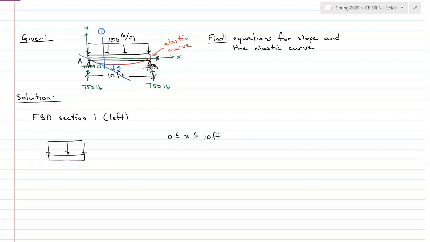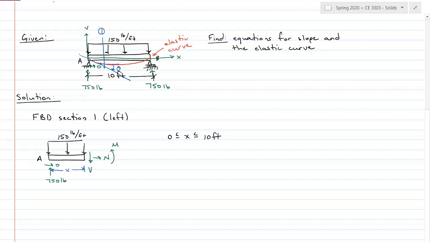And I have pin A here, 0 and 750 pounds. So this is all going down at A, and then I have my distributed load here, 150 pounds per foot, and then I have my internal forces, shear, normal, and moment. And I need my distance x here. I'm going to go ahead and put this in blue, x, and remember x represents the entire range from 0 to 10 feet.